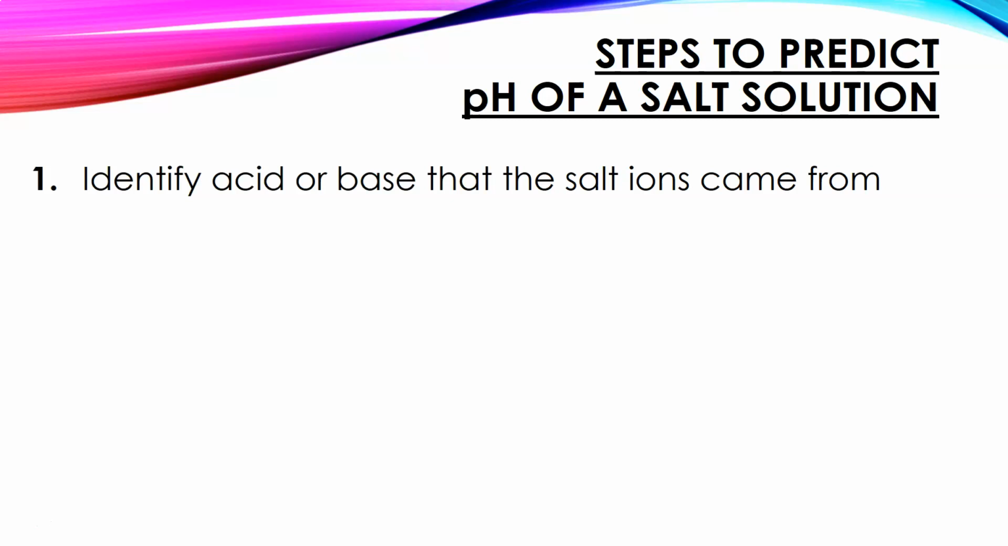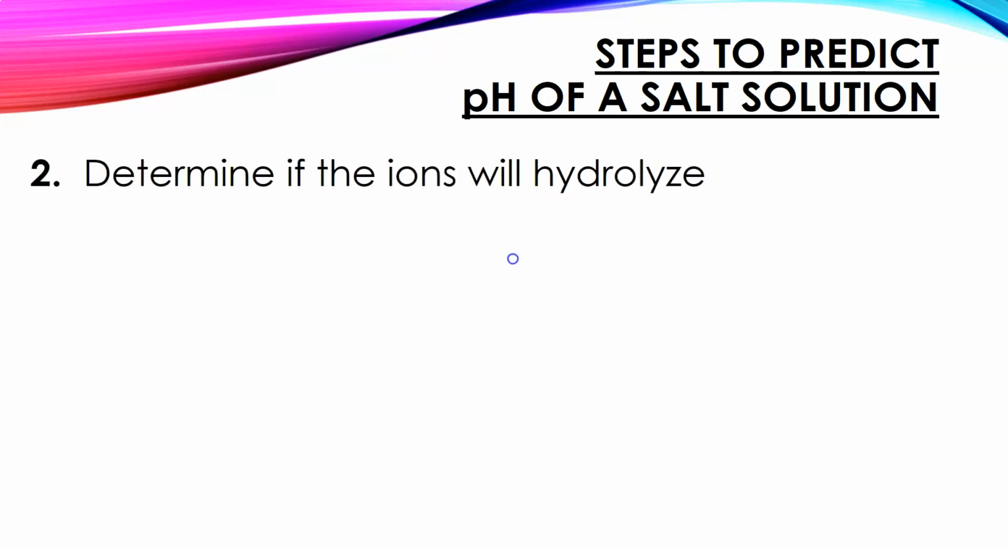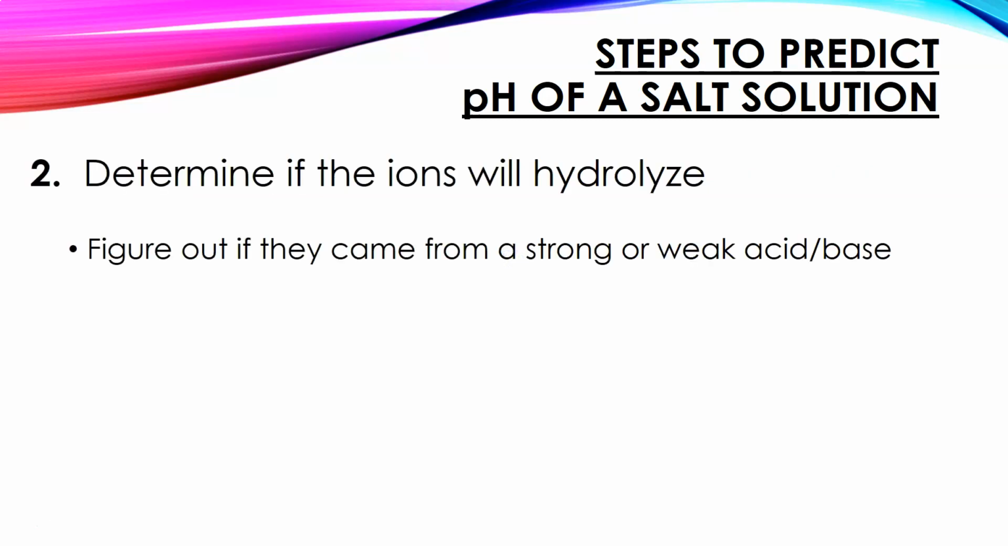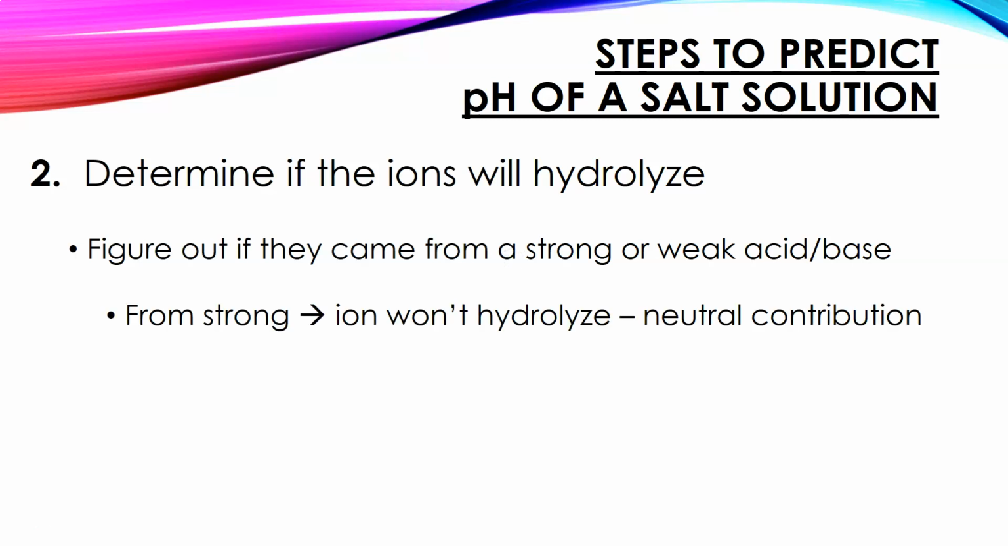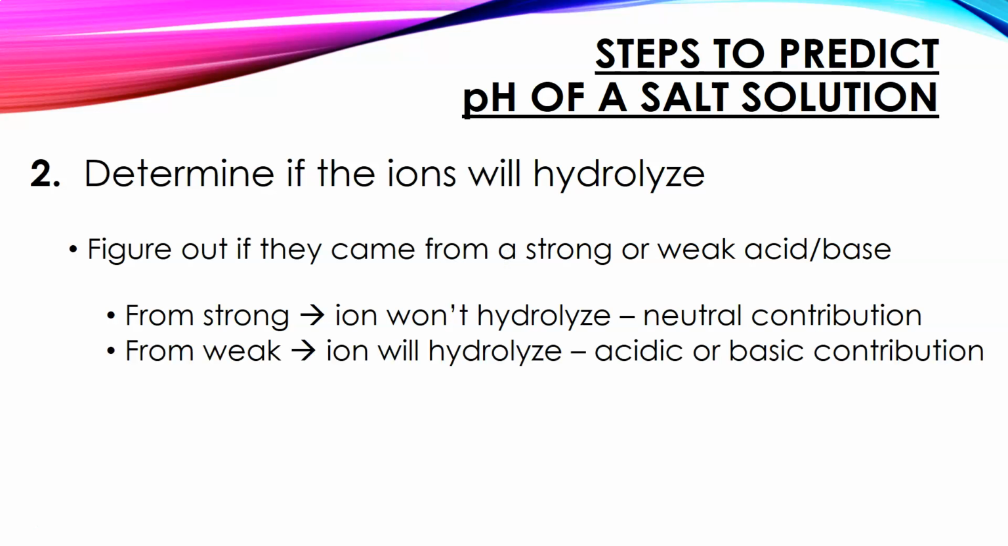Then, once you know where they originated from, you'll be able to figure out if those ions will hydrolyze or not. So you're trying to figure out if they came from a strong or weak acid or base. You figure out in step 1 where they came from. Then you ask yourself, were the original acids and bases strong or weak? If the ions came from something strong, they will not hydrolyze. If the ions came from something weak, they will hydrolyze.